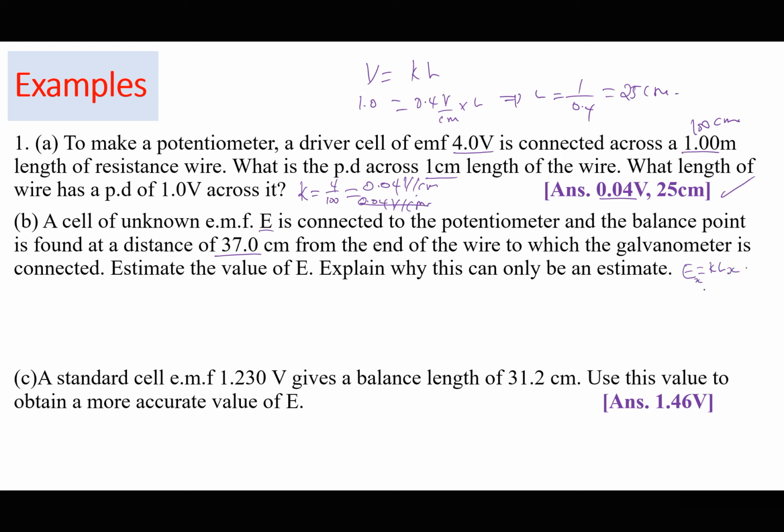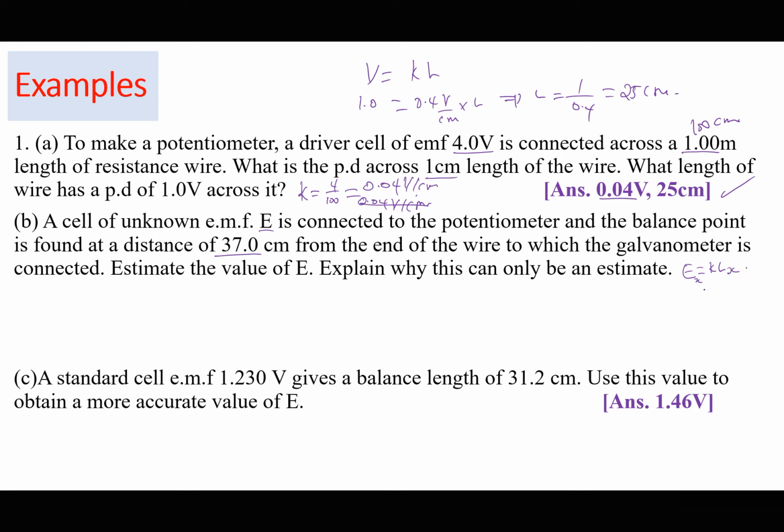So because of the internal resistance, the driver cell is supplying current to the potentiometer wire. Therefore, the PD across its terminals and the wire will be slightly less than the EMF we have chosen, 4 volts, in part A. A standard cell EMF 1.23 volts gives a balance length of 31.2 centimeters. Use this value to obtain a more accurate value of E.